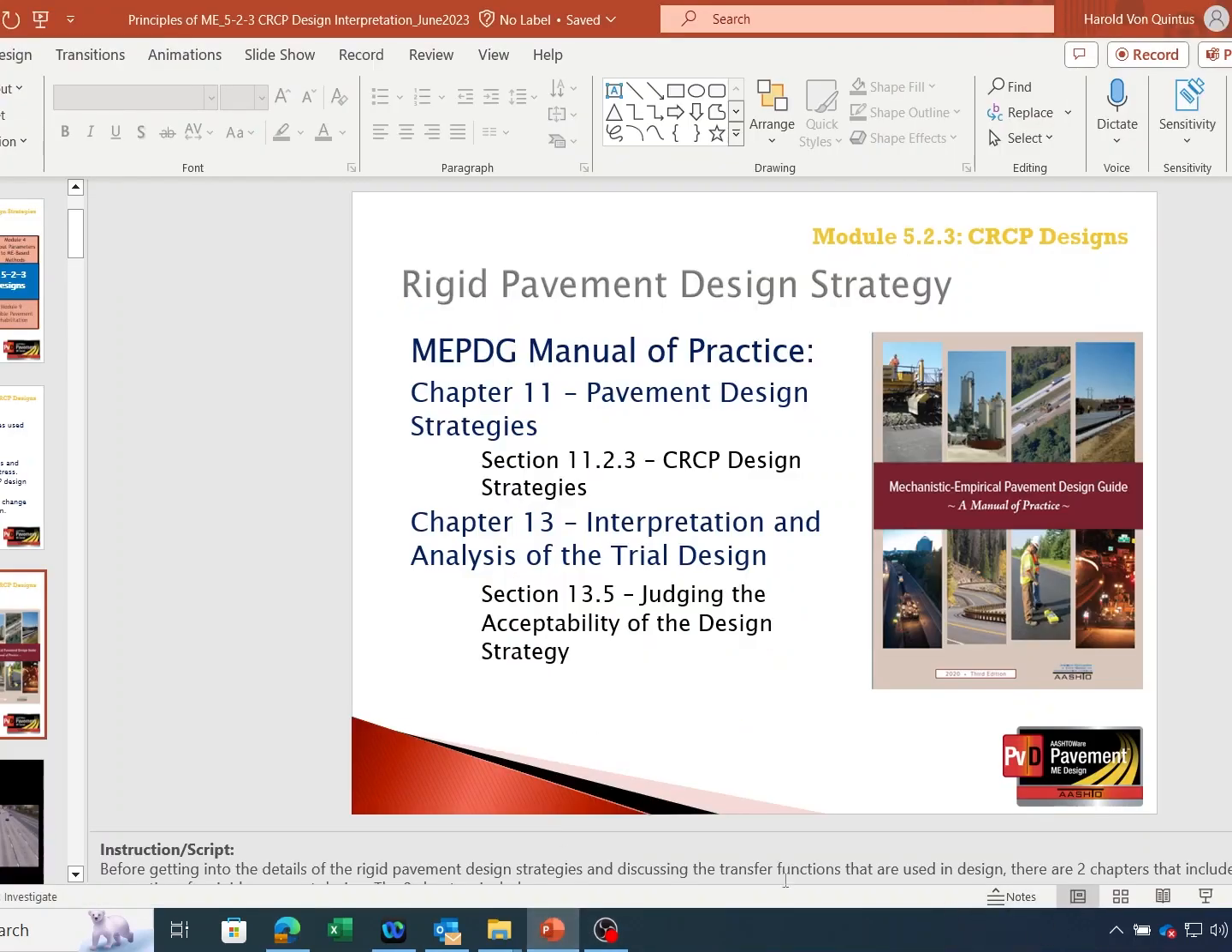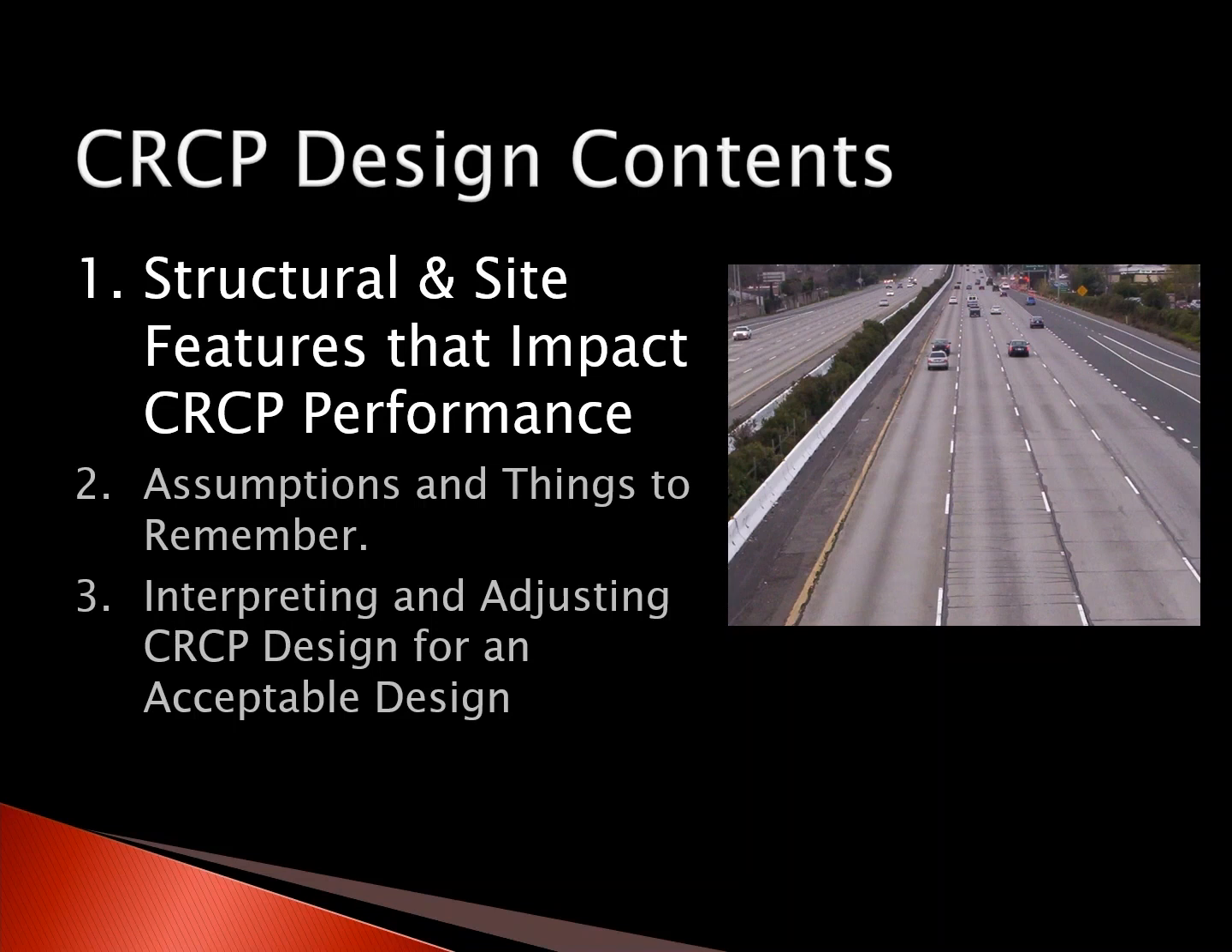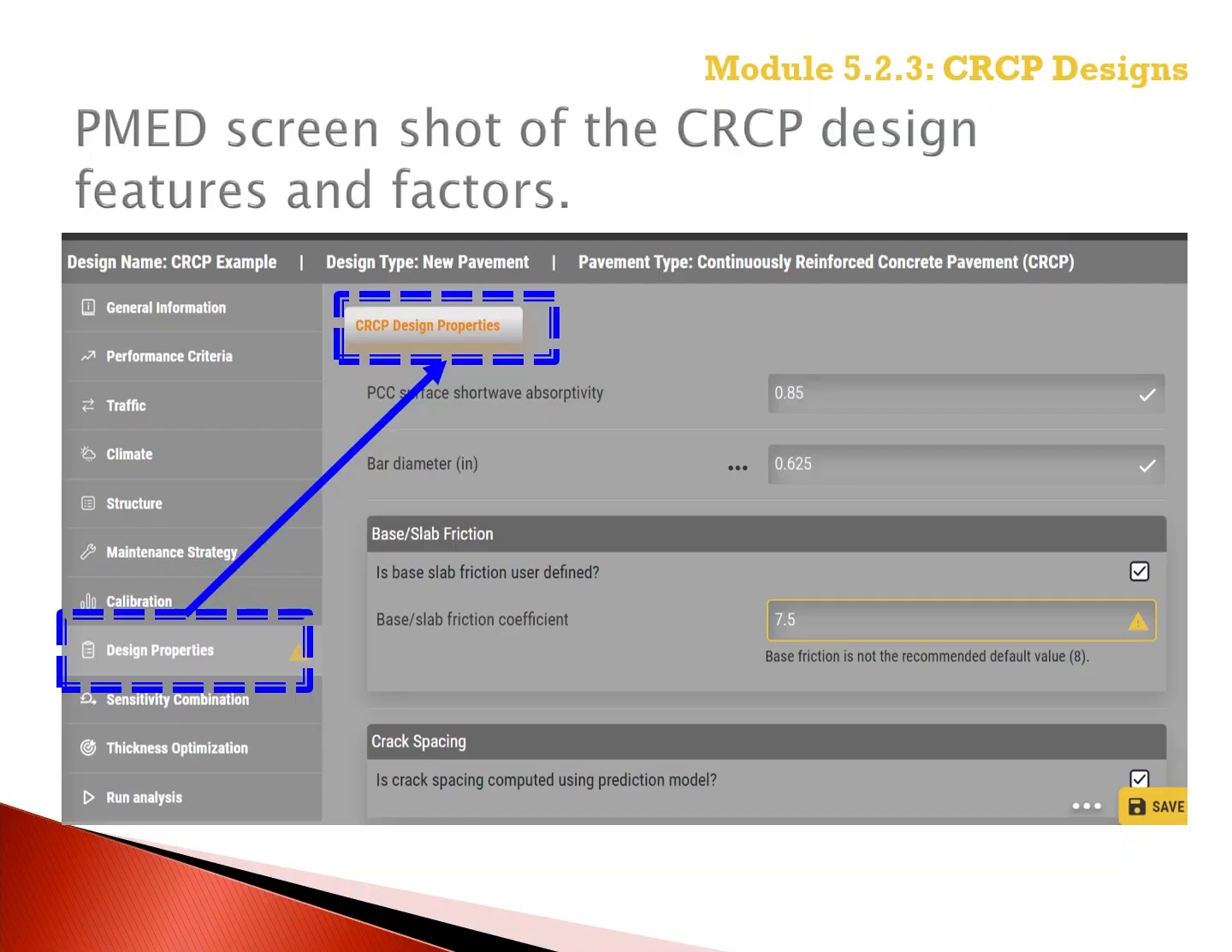So with that, we'll go back to the presentation and then continue. So we will start with the structural and site features that impact CRCP performance and the resulting design. This is a screenshot showing the folder and tabs for the CRCP design properties that are needed in designing a CRCP. We're going to open the software to show where the CRCP design properties and other variables are located.